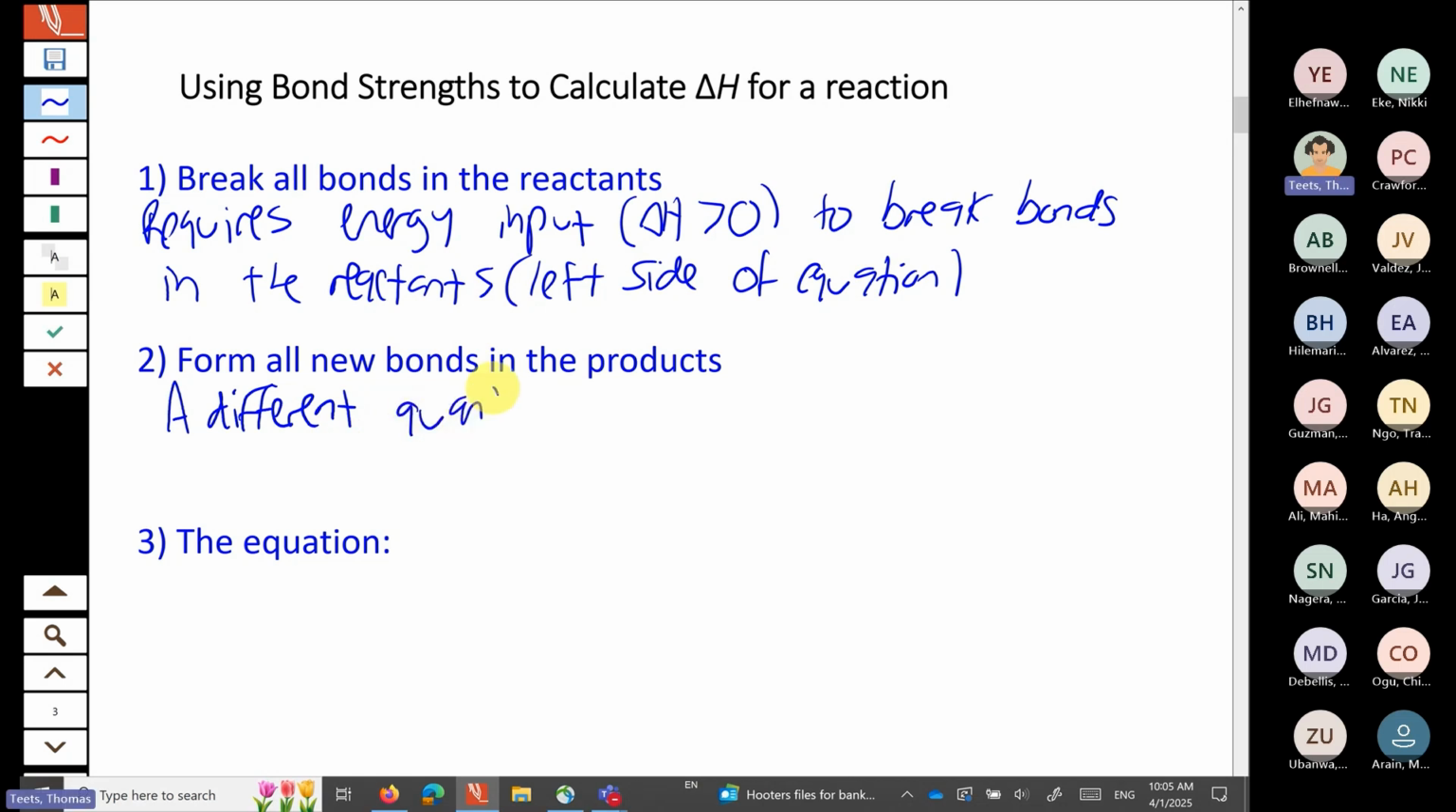So when you form bonds, it's exothermic. You're releasing energy as the two atoms come together and make a covalent bond. So for this step, the delta H would be negative.